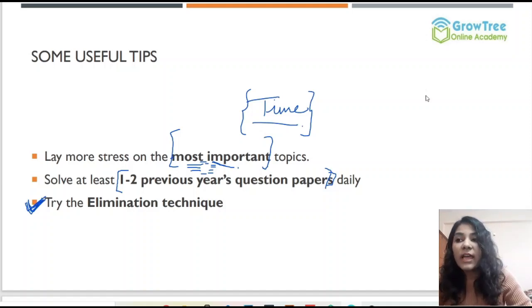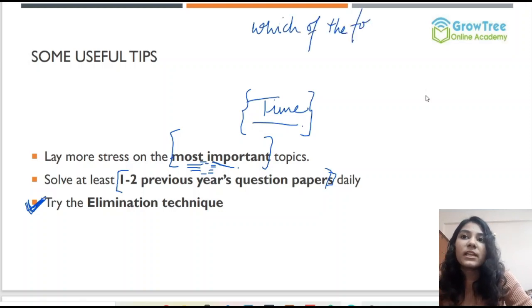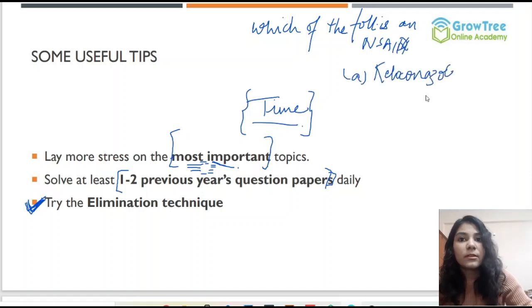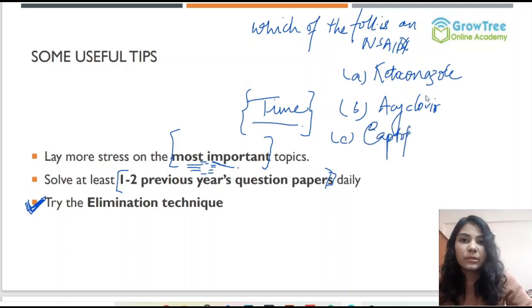And the next is to try the elimination technique. I would like to give you an example of how this technique can help. Suppose there is a question in which you are asked which of the following is an NSAID, and the options are A. Ketoconazole, B. Acyclovir, C. Captopril, and D. Aspirin.